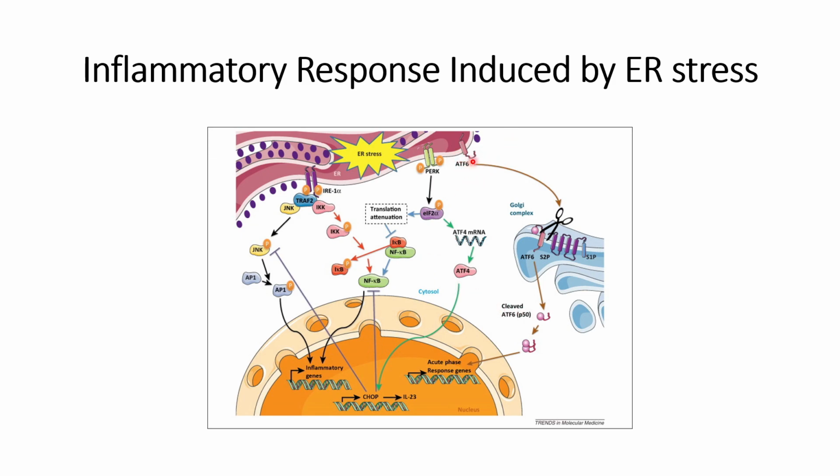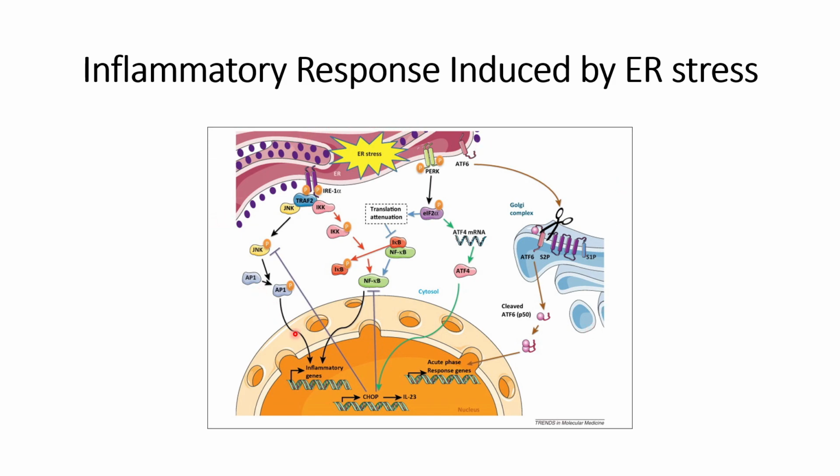Next, the third signal is ATF6. Whenever ER stress is there, ATF6 will go to the Golgi, where regulated proteolysis of ATF6 occurs, and it will cleave at two sites. These will form a homodimer and then move into the nucleus, and that will activate the acute phase response genes. So this also contributes to the inflammatory response.